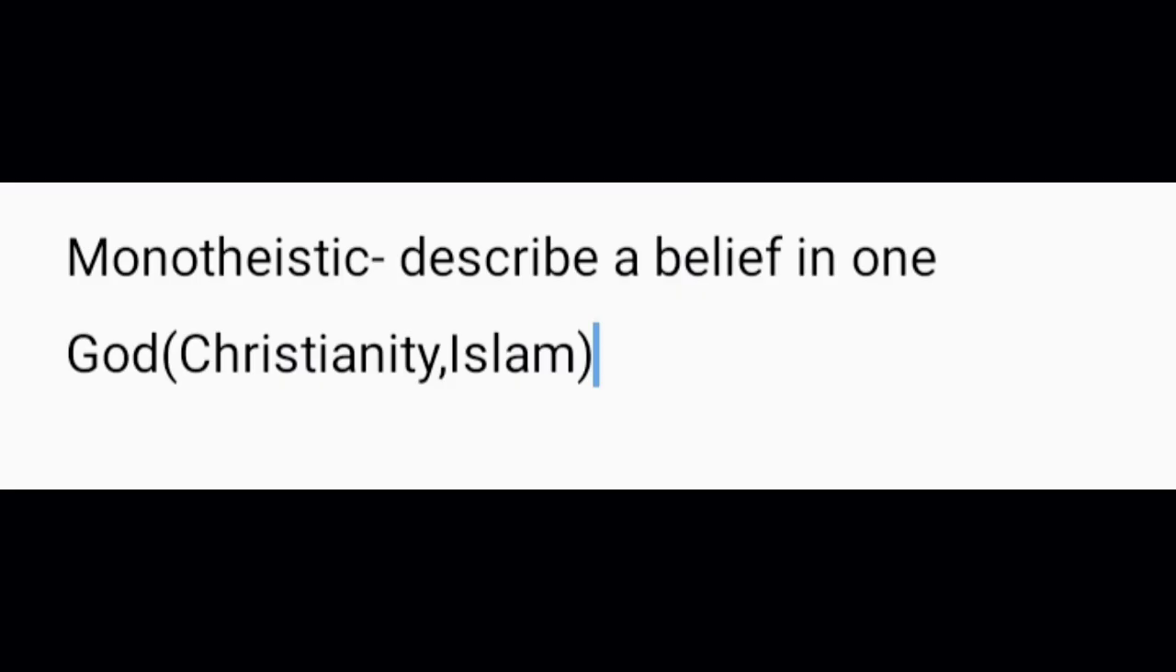Monotheistic. Monotheistic describes a belief in one God. Christianity and Islam are examples. Monotheistic, they believe in one God. They don't have other gods that they worship, but they believe in one God. So now we move forward to the next concept.